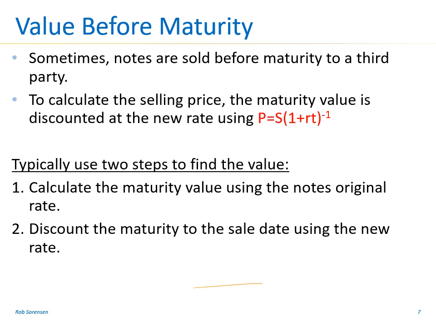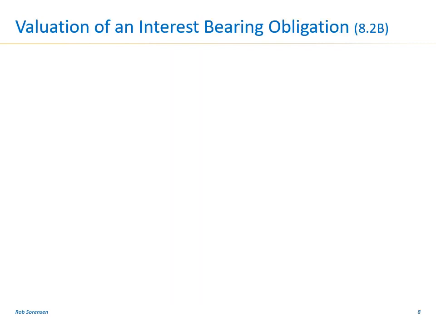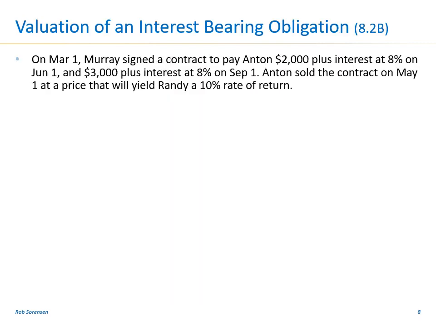So if we think of a timeline here, we had an original amount we borrowed. We're going to actually find out what we have to pay back at the end. And then once we've got that, we're going to take it to whatever point it was sold at to work out the selling price. So there's sort of 2 steps involved in this process. Let's have a look at an example.